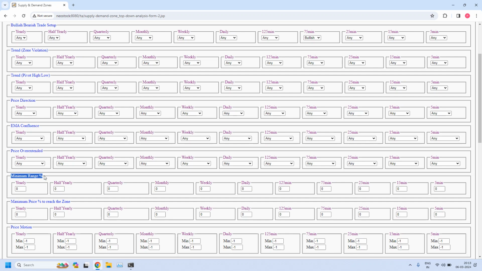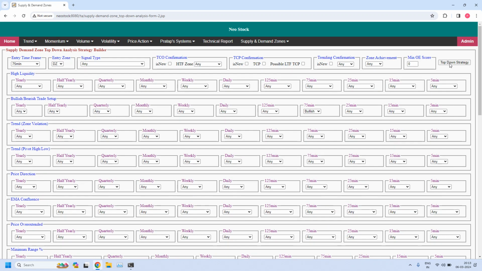75 minutes demand zone to 75 minutes supply zone, or 75 minutes demand zone to all-time high. Minimum 2% reward should be there. And apart from that, very closest to the zone, we will filter. So that is maximum price percent to reach the zone should be 1% at 75 minutes time frame. That means within 1% near to the 75 minutes demand zone, only those stocks will be listed.